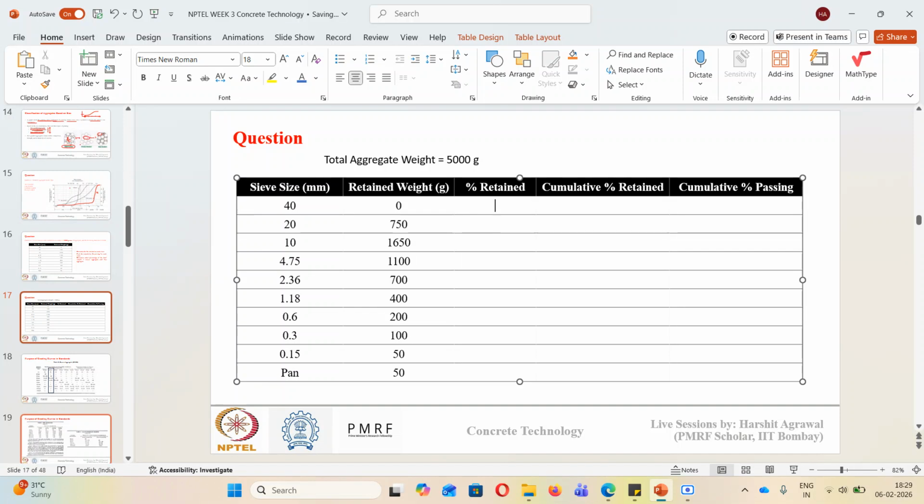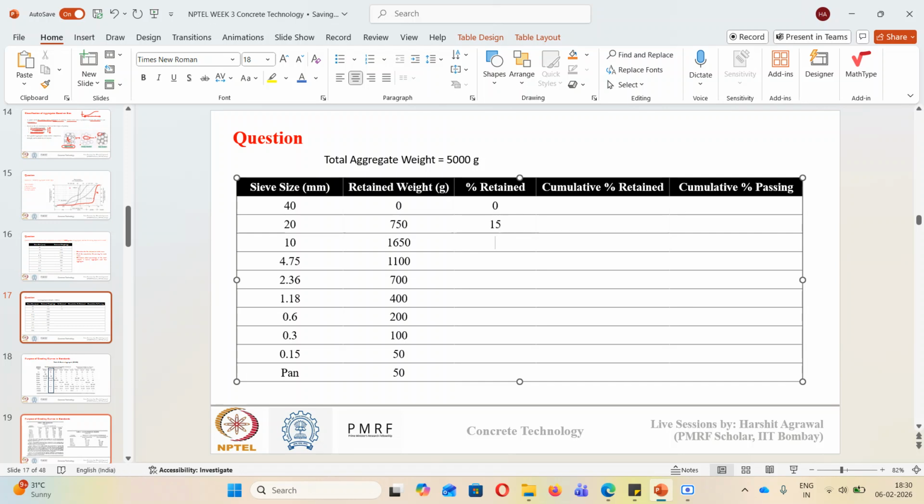First, how we calculate percentage retained. We know the retained weight on each sieve, and we know the total weight of aggregate that was poured. So percentage retained will be nothing but weight retained on the sieve times 100 divided by the total weight, 5,000. For the first sieve, the 40 mm sieve, it is equal to 0. Similarly, 750 divided by 5,000 times 100 will be 15%.